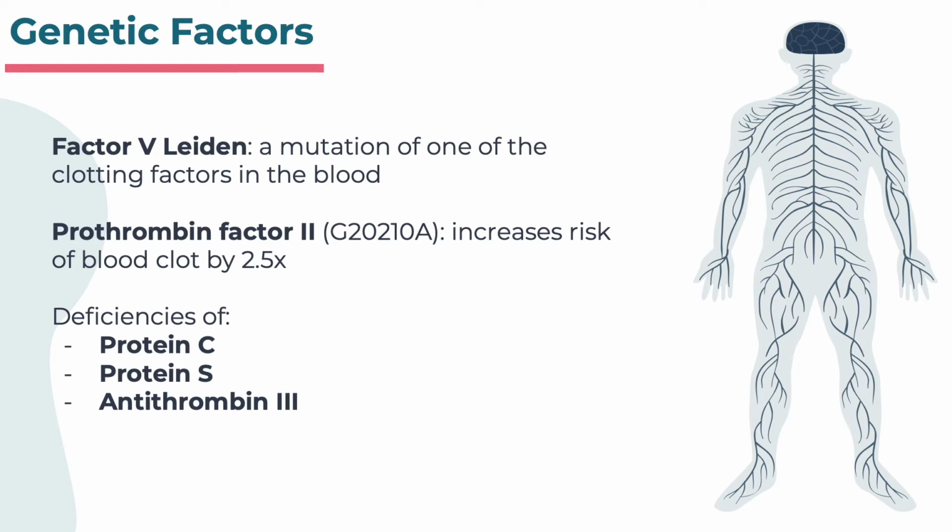Other more rare factors include deficiencies of protein C, S, and antithrombin 3. Proteins C and S are two plasma proteins that work as a natural anticoagulant system. Antithrombin 3 is a protein in the blood that blocks abnormal blood clots from forming. 50% of patients with these deficiencies develop DVT and PE below 45 years of age.